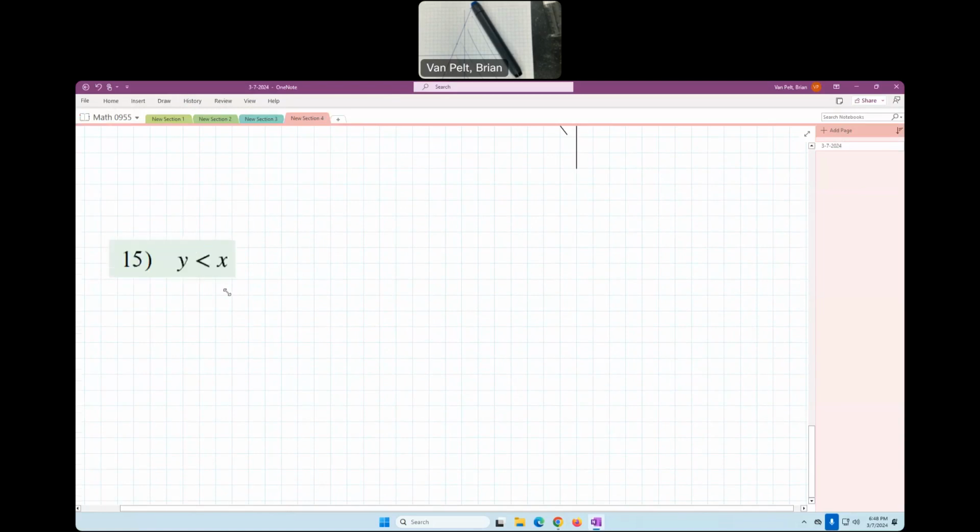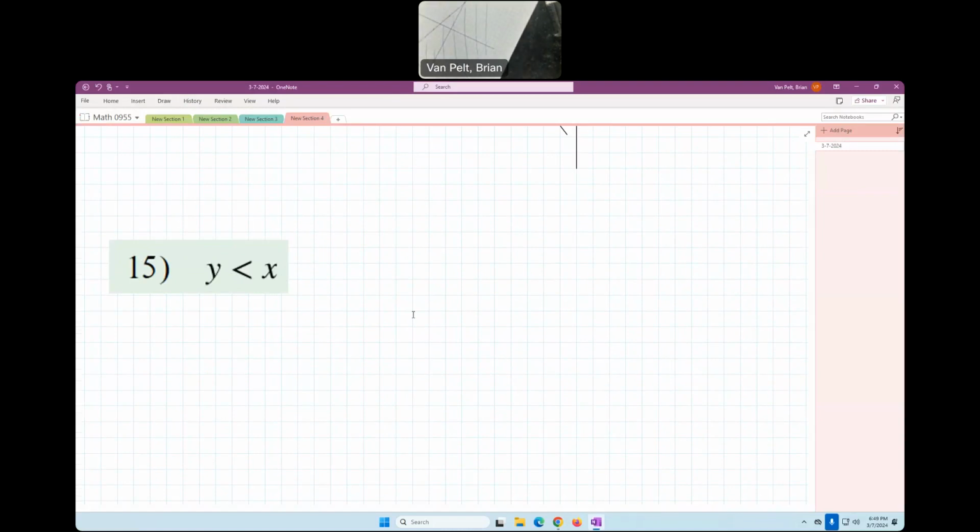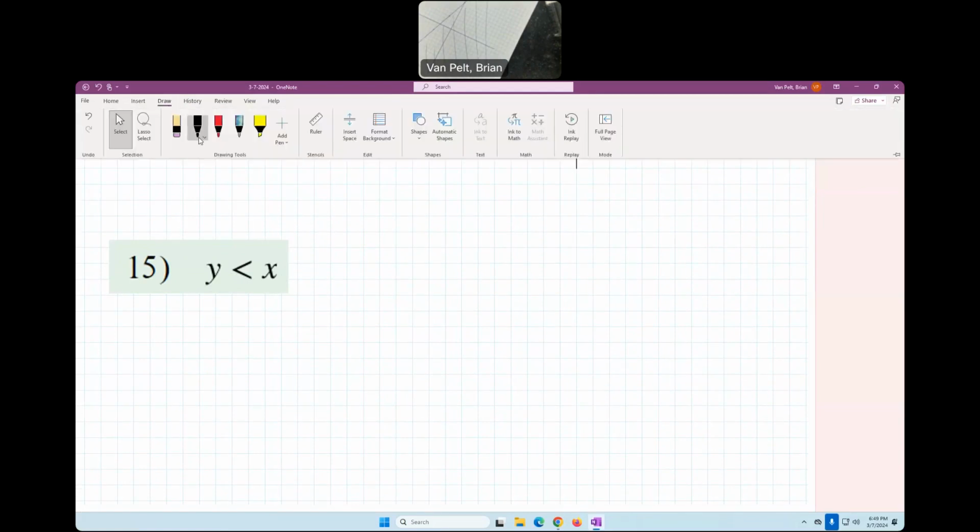Y is already solved for. Can you tell me the y-intercept? 0, 0. Can you tell me the slope? 1, 1. No, slope is a number, just one. So look, you can do this in this way. If you need to see it, y is less than x. If I were to write it in a way that helps me graph it, I would do it in the following fashion.